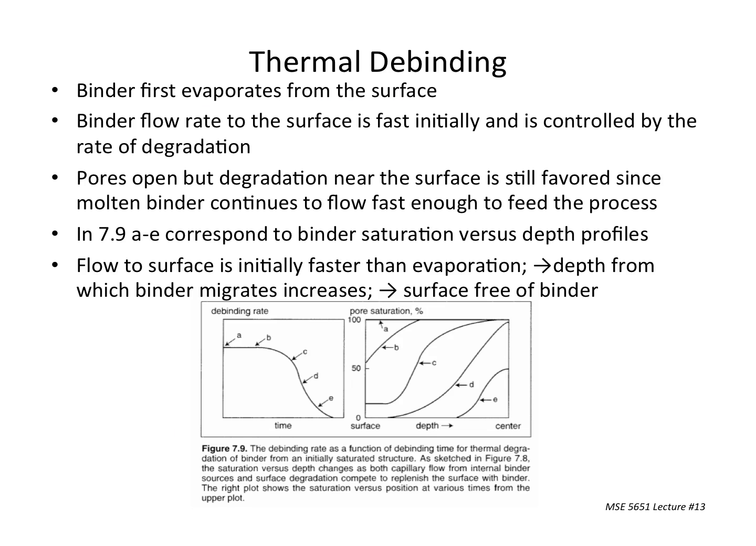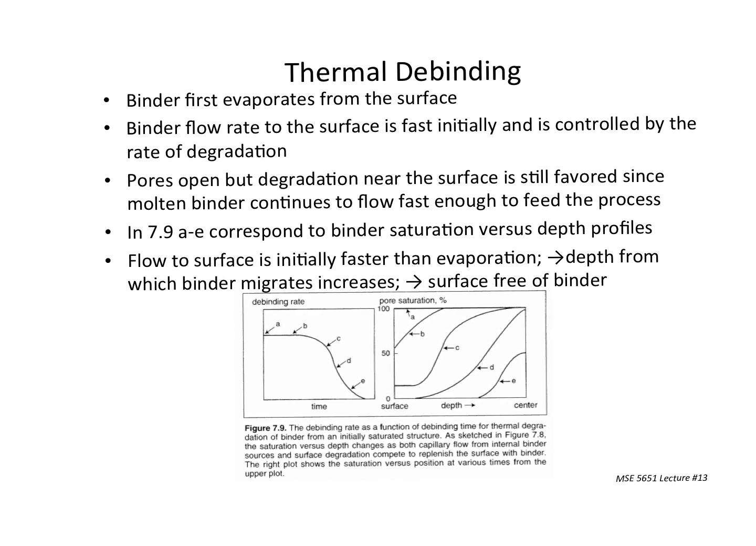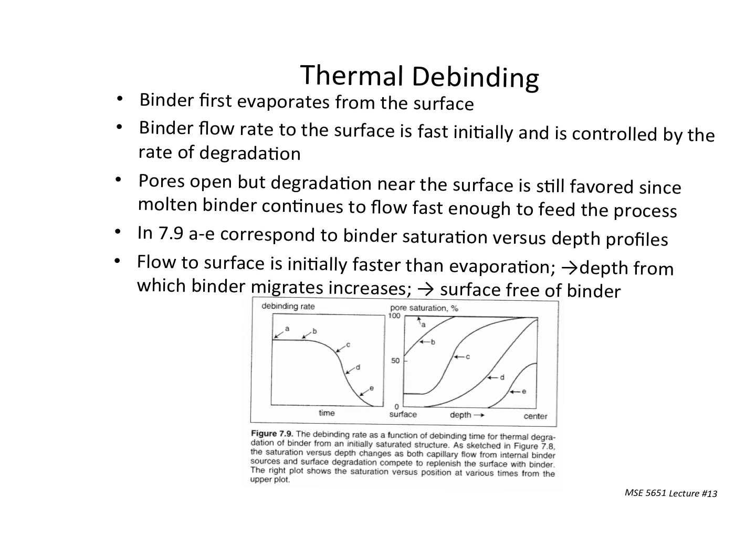So then we go into something that's a little more detailed and kind of follows from that, in which you're talking about thermal debonding. The binder first evaporates from the surface. Binder flow rate to the surface is fast initially and is controlled by the rate of degradation. Pores open as the things perforate, of course, but near the surface this is favored since the molten binder continues to flow fast enough to feed the process.